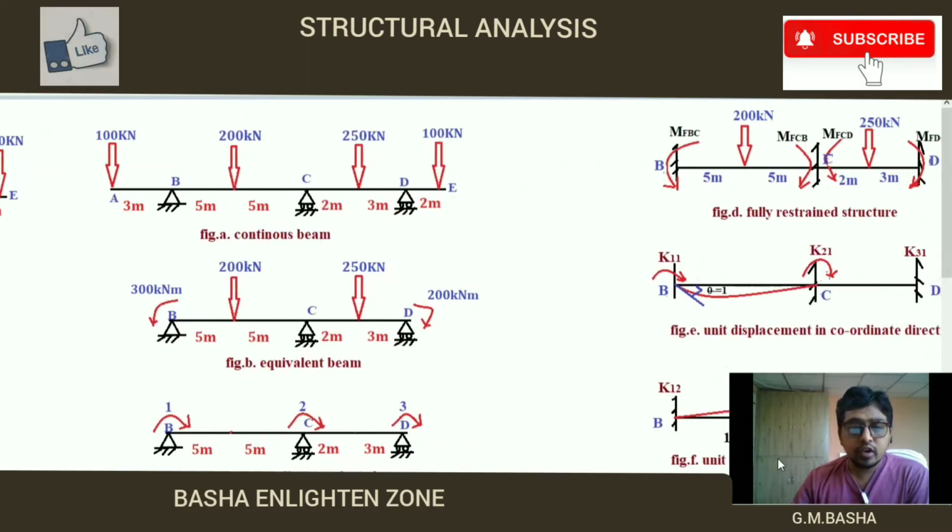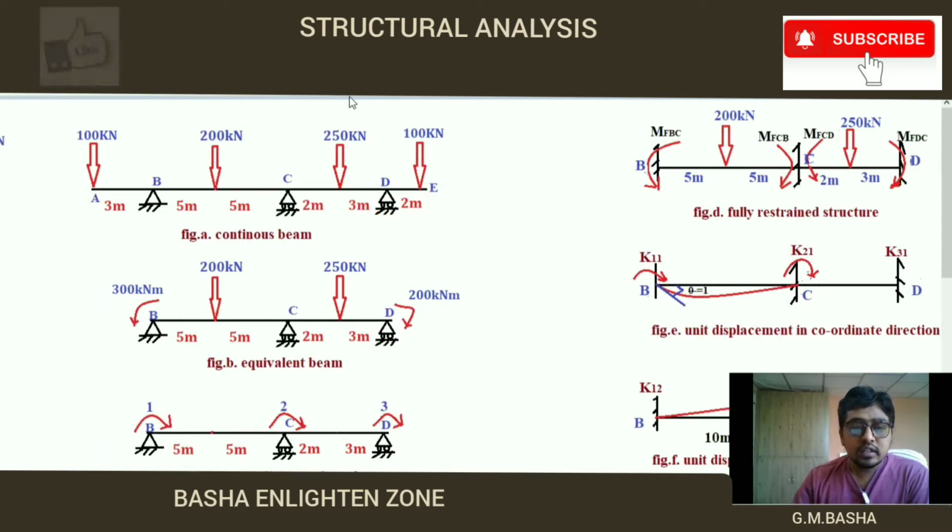See here, if you clearly observe this continuous beam, at B there will be a hinged support, at C there will be roller support, at D there will be roller support. Both end A and end D are free ends. So BA is an overhanging portion of the beam. Similarly, the right side DE is also an overhanging portion of the beam. This overhanging portion is the determinate portion.